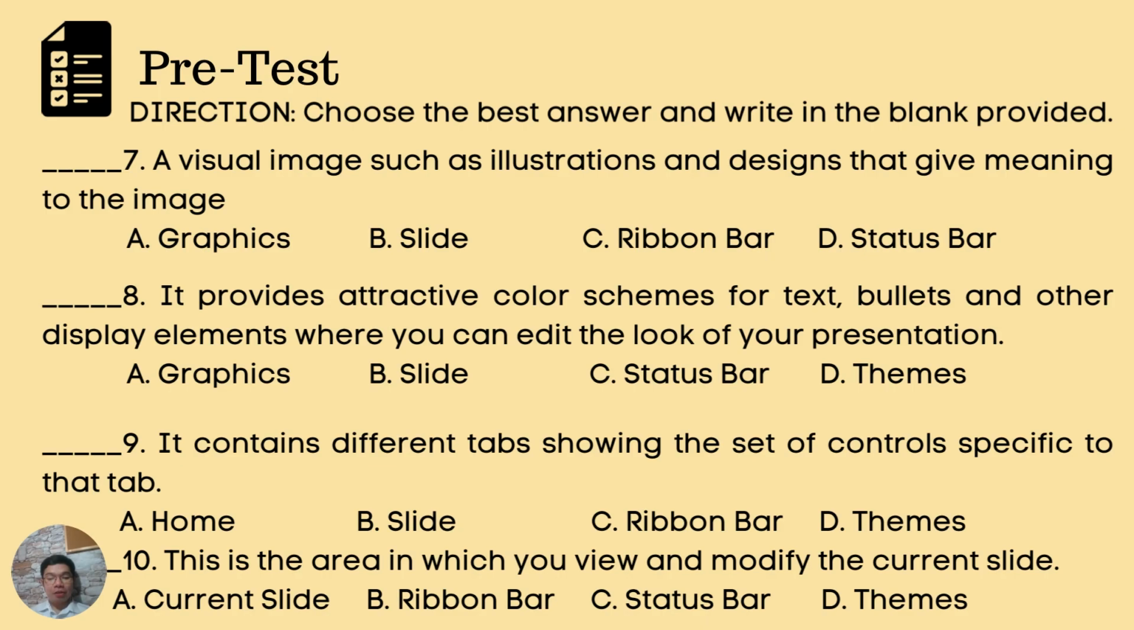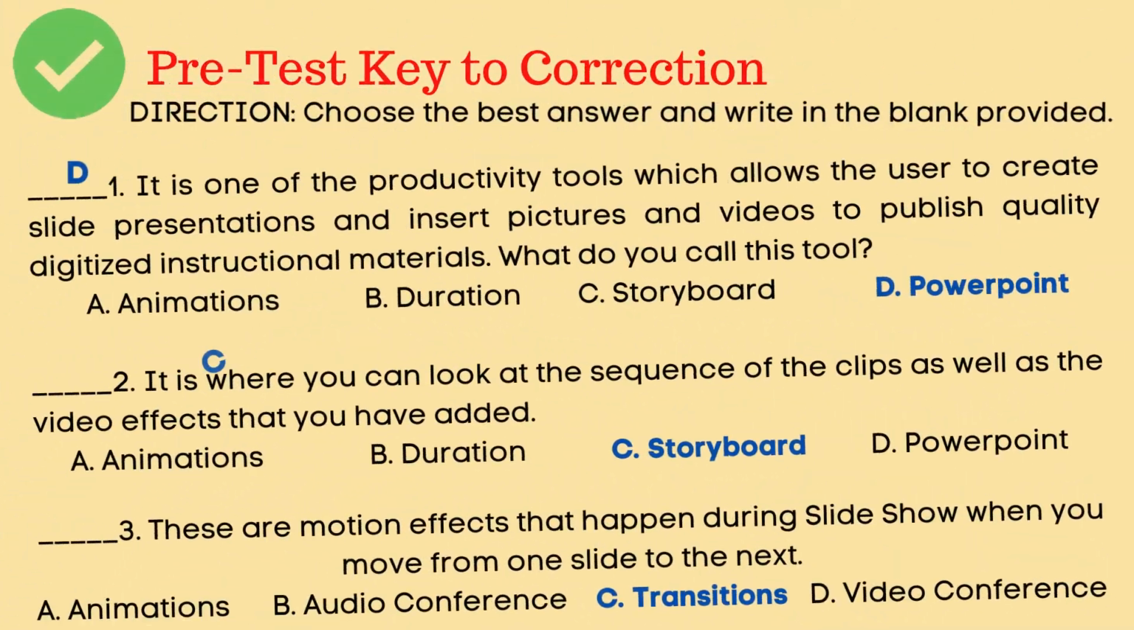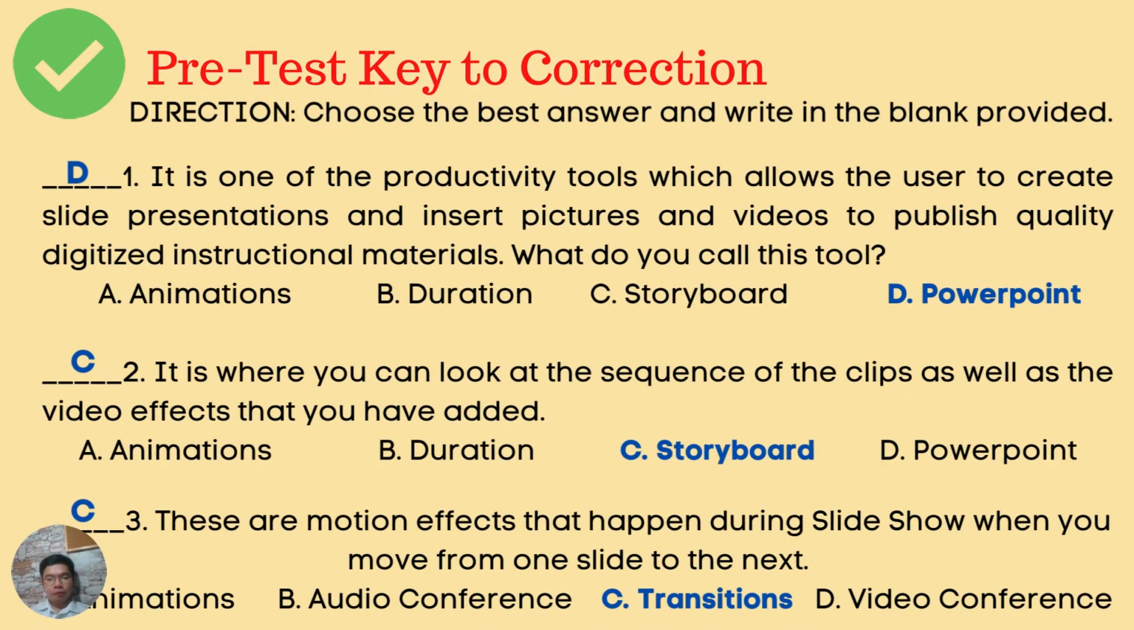Let us now check your work. Number 1. It is one of the productivity tools which allows the user to create slide presentations and insert pictures and videos to publish quality digitized instructional materials. What do you call this tool? It's letter D, PowerPoint. 2. It is where you can look at the sequence of the clips as well as video effects that you have added. The answer is C, storyboard.